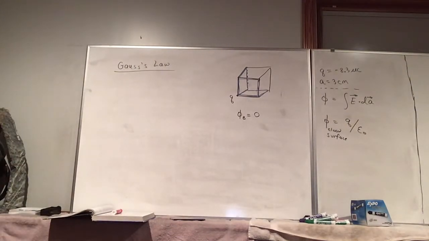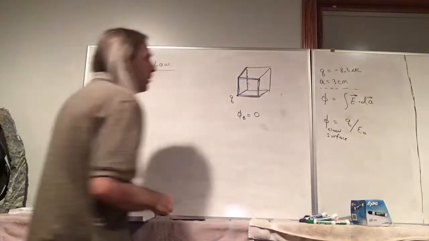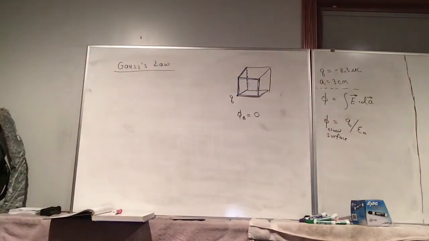But what about the other three faces? Well, from symmetry, it's a cube. We can say that the flux is going to be the same through each of those faces. So whatever it is, it has to be the same. But the problem is, how do we use Gauss's law in this case if we're not completely enclosing our charge?